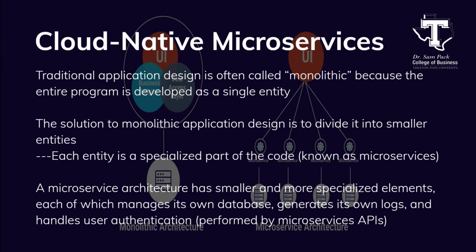Traditional application design, often called monolithic, involves developing the entire program as one single unit. To address this, we use a microservice architecture, breaking the application into smaller, specialized components. Each microservice manages its own database, generates its own logs, and handles user authentication through its APIs. This approach allows for more flexibility and easier management compared to monolithic design.